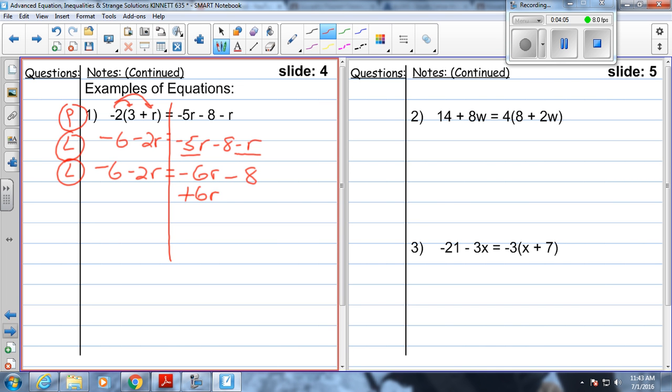I'm going to bring the 6r to the left side. And that's just because it is easier to carry the lighter number. And negative 6 is smaller than negative 2. So negative 8 comes down, and then we have negative 6 plus 4r.